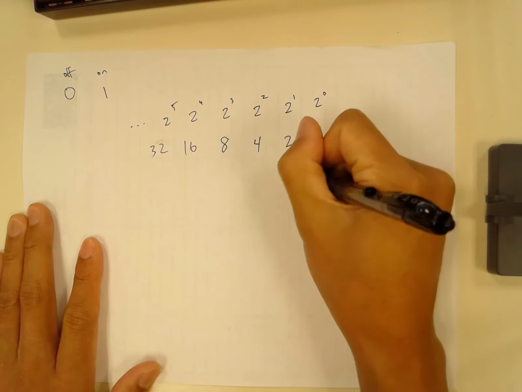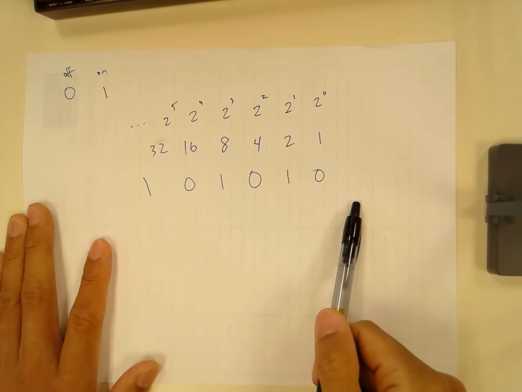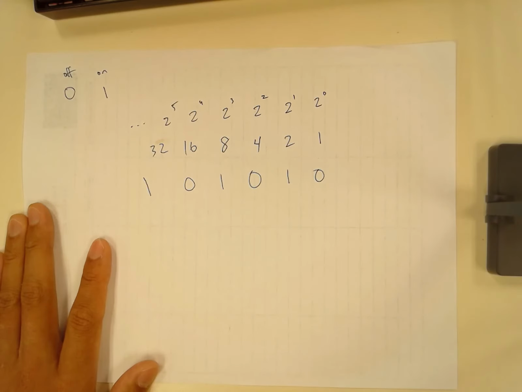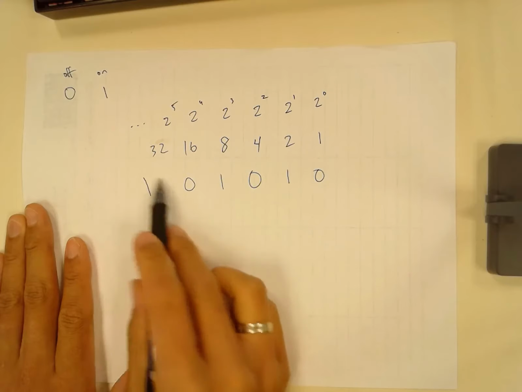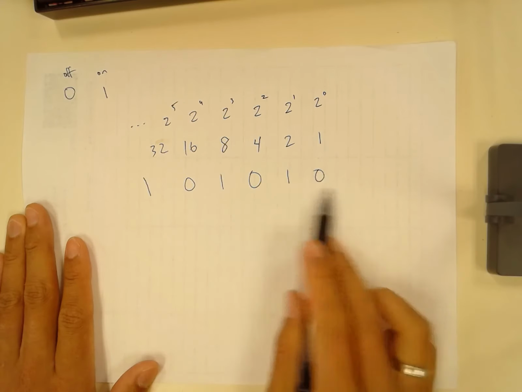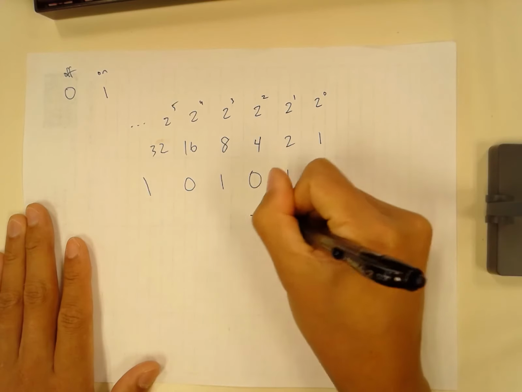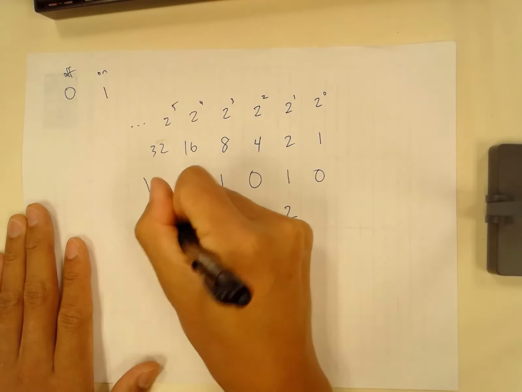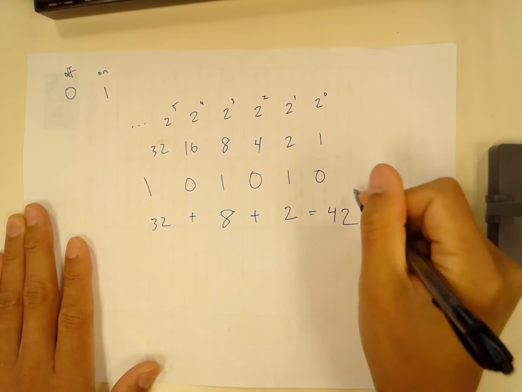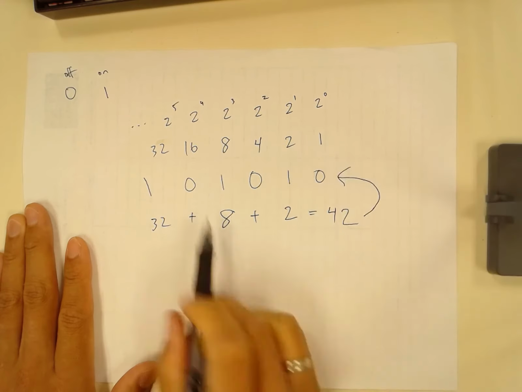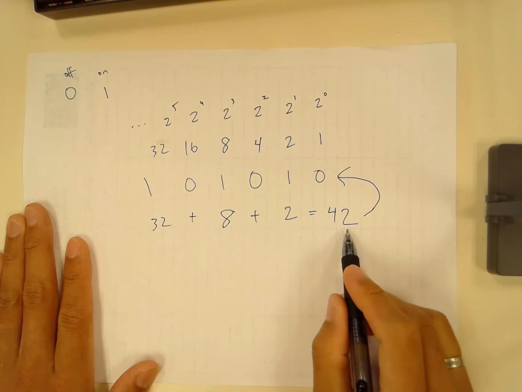So if I had 0, 1, 0, 1, 0, 1 as my binary number and I want to convert that into decimal, how would I do that? I would add up all the on digits and ignore the off digits. So I would add the 2 plus the 8 plus the 32, and that would give me 42. So this binary number is 42 in decimal.